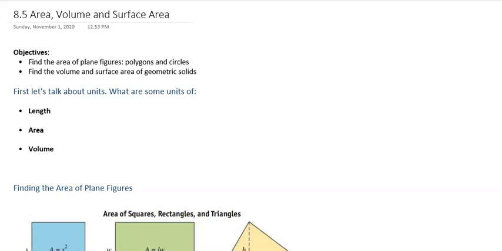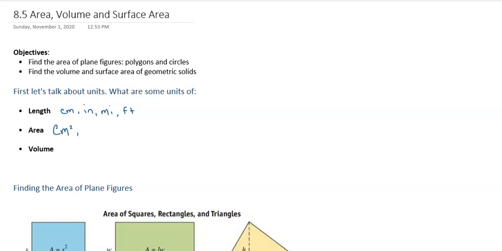What are some units of these different things? And I find that people get these confused. So remember, length is just measuring a distance. So that's going to be something like centimeters or inches or miles or feet, things like that. Area is measuring 2 dimensions. Okay, so it's length times width, or the area of a circle. So these are always going to be squared.